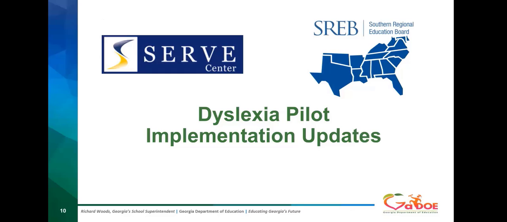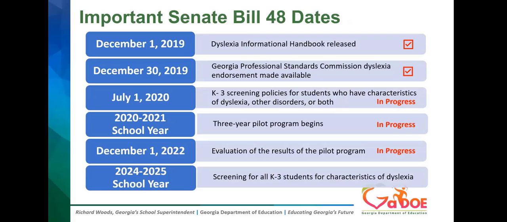Next, we have some dyslexia pilot implementation updates. To help guide the work with the dyslexia pilot, I wanted to review the important Senate Bill 48 dates. So on December 1, 2019, we were to release the Dyslexia Informational Handbook, and that has been completed. By December 30th, 2019, we were supposed to collaborate with the Georgia Professional Standards Commission to create a dyslexia endorsement program. That has been completed as well.